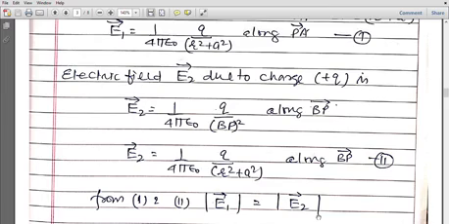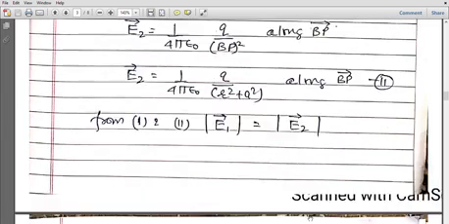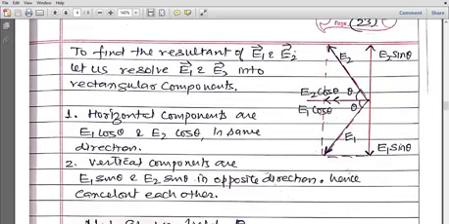Now to find the resultant, either we can use the parallelogram law of vector addition or we can use the resolution method. Here we are using the resolution method. So let us resolve E1 and E2 into rectangular components. E1: it is E1 cos theta, E1 sin theta. Resolve E2: it is E2 cos theta and E2 sin theta.